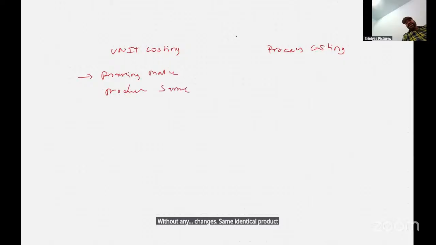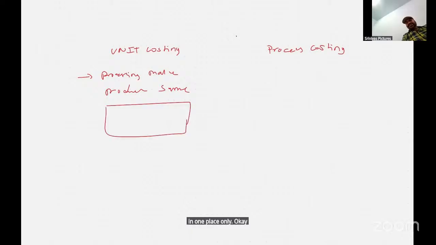Unit costing. Yes. I'm talking about unit costing. It is the process of producing one product, processing to make the product without any changes. The same identical product we are going to produce in one place only.